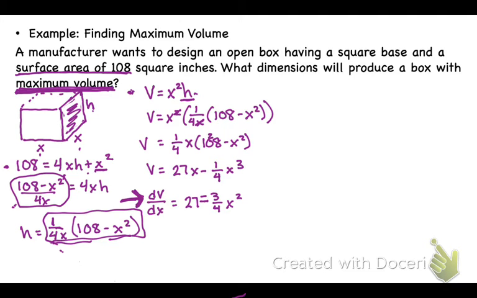Divide. By 3/4. Okay, or multiply by 4/3. Multiply by the reciprocal, right? Yep. Okay, so I have 4/3 times 27 equals x squared, right? So 3 goes into 27 how many times? 9. 9 times 4 is? 36. So I have 36 equals x squared.